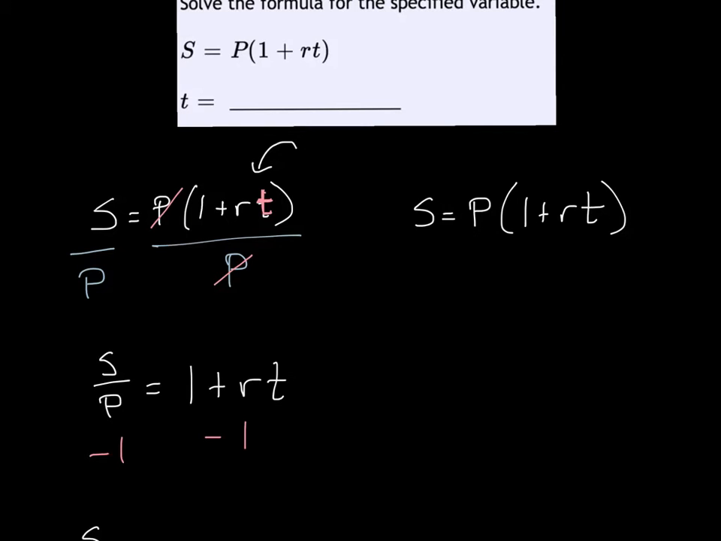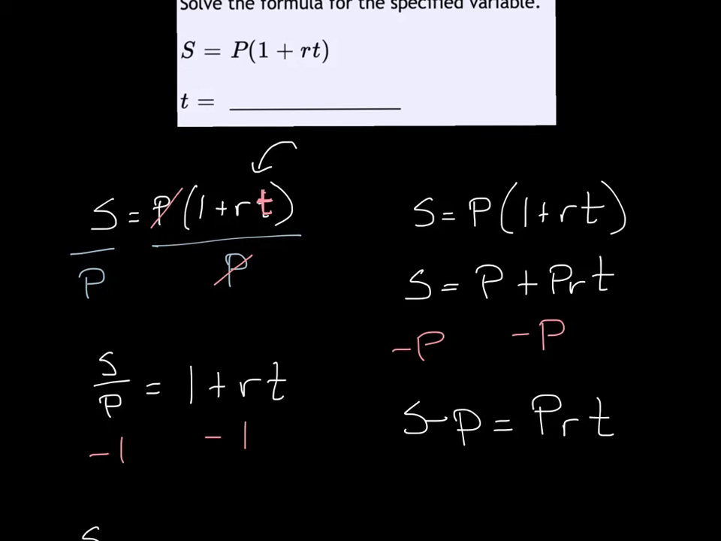Another option I have is to just distribute the p through the parentheses. That has the same effect of getting rid of these parentheses. If I were to do that, then the next thing I would do is subtract p from both sides. Again, the whole idea here is I'm performing operations to get this t by itself. I subtracted p from the side so that I would get just the one term that had this p right here.